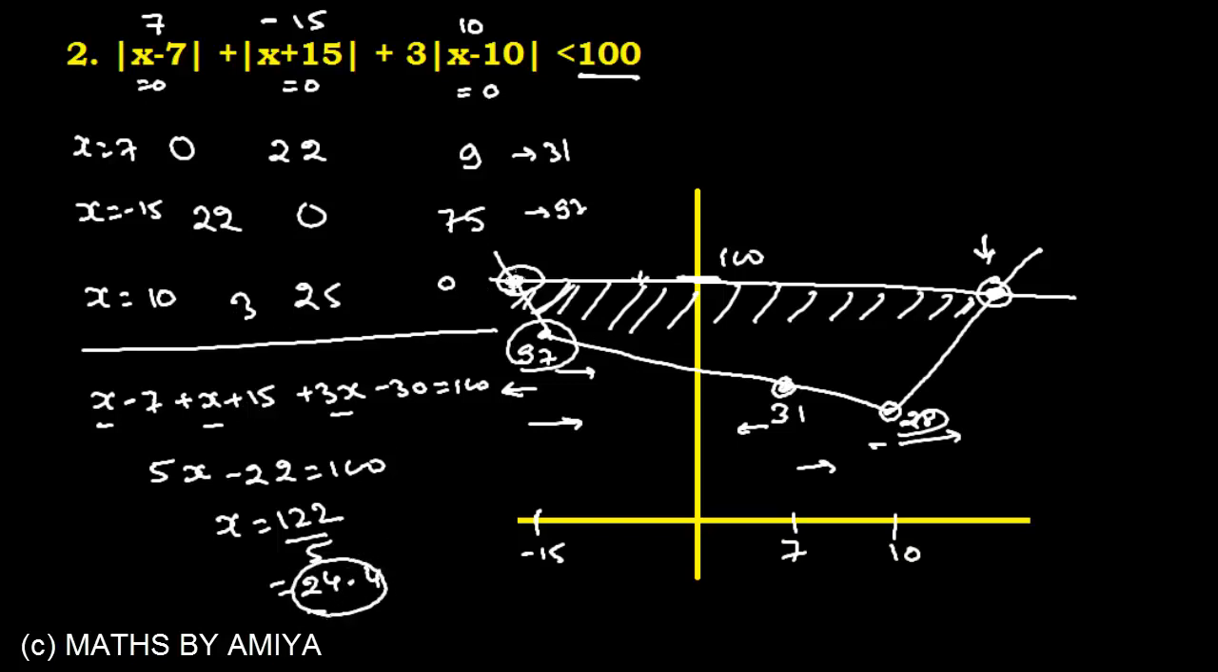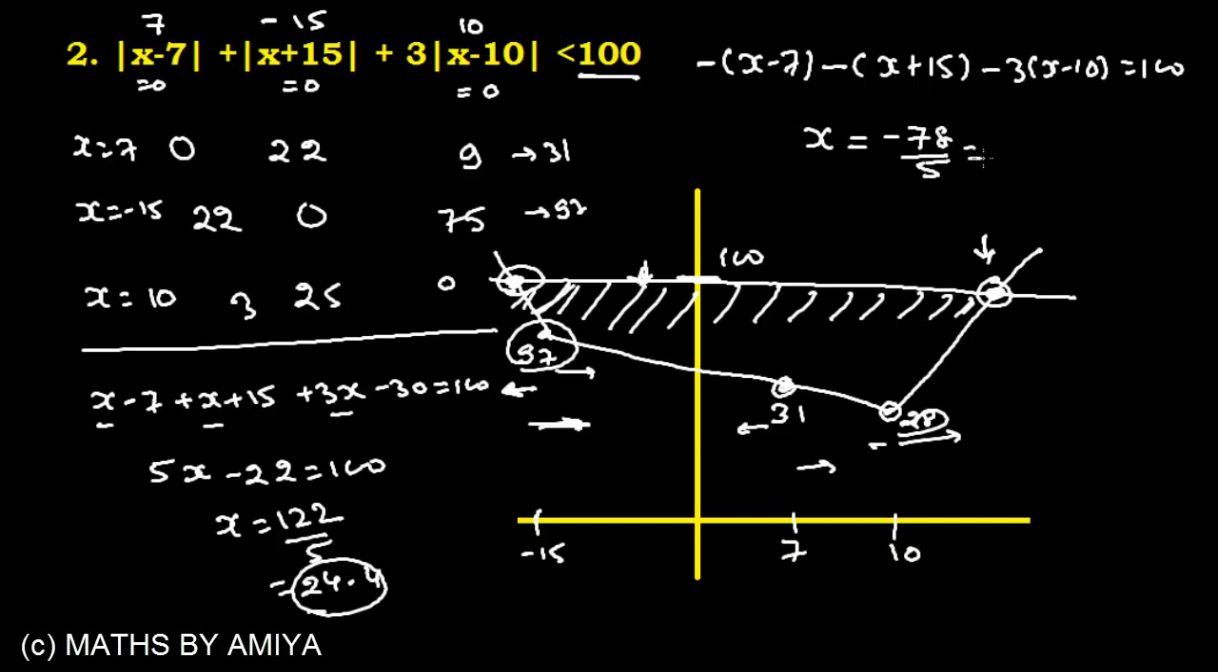We are looking for another critical point, that is nothing but the extreme left. If the critical point should be here, then we work on this one as positive, the rest are negative. Only x plus 15 should be open as positive, because this critical point is on the right-hand side, the rest should be in the negative left-hand side. So open all as negative, that is x minus 7. The meaning of negative is open with the minus sign, that is minus x plus 15, then minus 3 into x minus 10, is equal to 100. If we solve this, we'll get x is nothing but minus 78 divided by 5, that is nothing but minus 15.6. So we got both critical points.